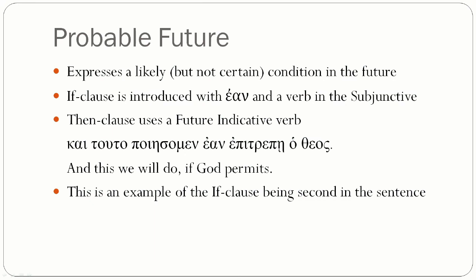And then ean epitrepe ho theos. Long vowel there in the ending gives you a subjunctive. Ean plus the subjunctive gives you this probable future. Okay? And this we will do if God permits. Something that's going to be likely, we think that God will permit it, but hey, he's God, we're not, so we can't say for sure.